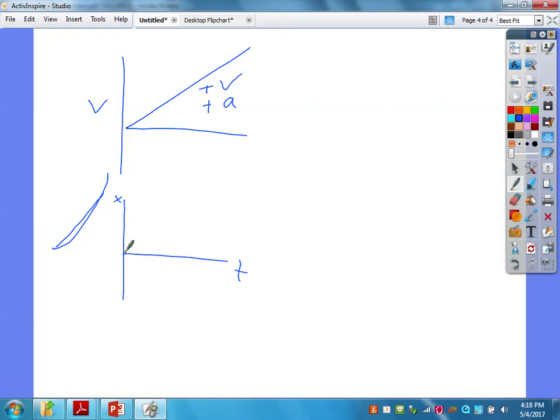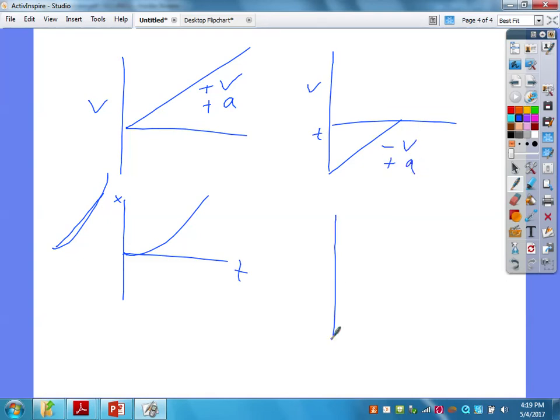It must be curving. So this would be a correct interpretation. If you match the top graph with this graph, you're correct. What about the second one that I had? This was velocity time. This was negative v, positive a. How would I look at that?